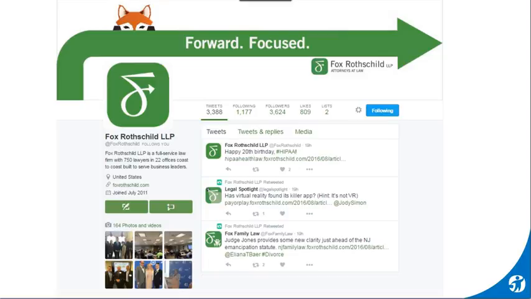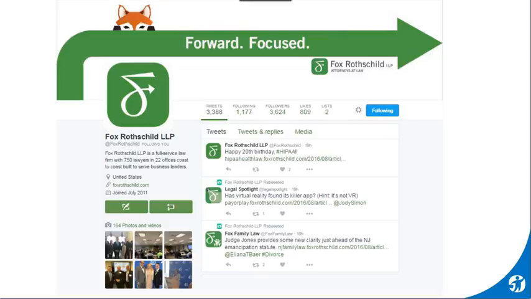They use their firm imagery. And then if you look at the description of the firm, Fox Rothschild LLP is a full-service law firm with 750 lawyers in 22 offices coast to coast, built to serve business leaders. By doing that, they have been very specific with who they are and who they serve. So they've put that out there.